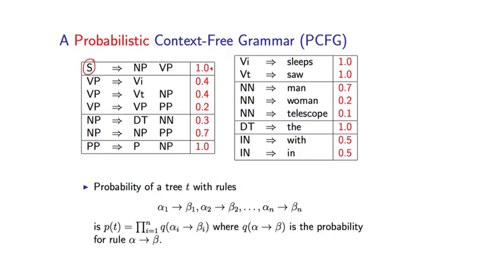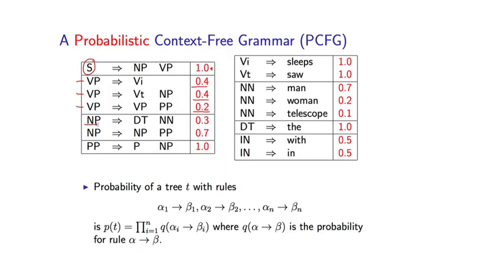These probabilities have one critical property, which is the following. If I take any non-terminal in the grammar, so let's take VP for example, there are a number of possible ways of expanding that non-terminal. So VP can be expanded in 3 different ways here. It can be written as VI, or VT NP, or VP PP. 3 possibilities. And notice that the 3 probabilities associated with these 3 different options sum to 1. So 0.4 plus 0.4 plus 0.2 is equal to 1. And this is the key constraint on the probabilities in a PCFG. If I look at any non-terminal, we must have these probabilities summing to 1.